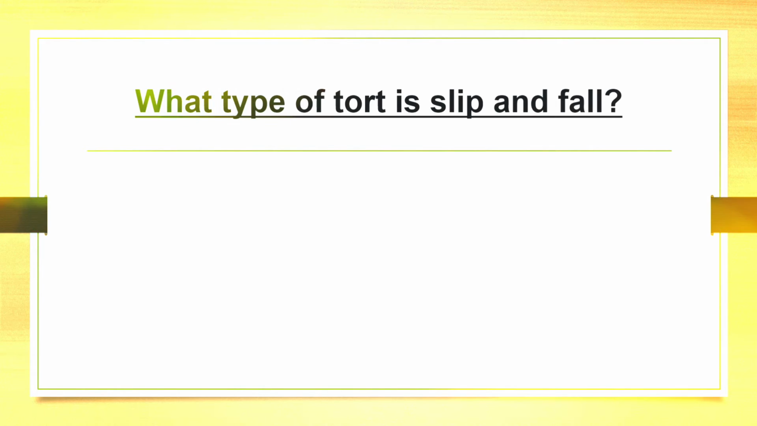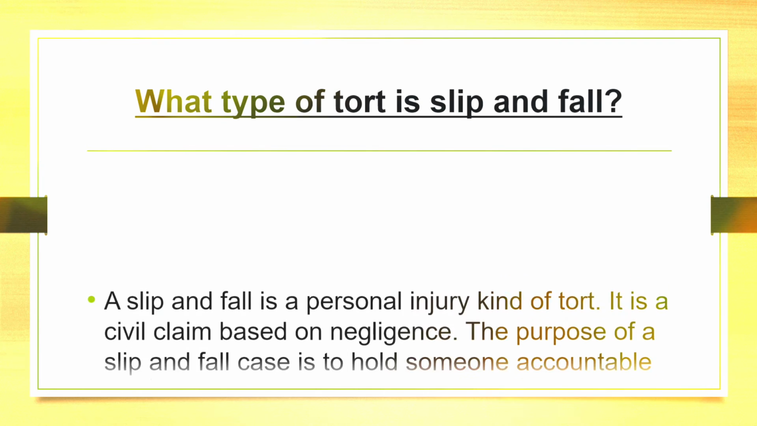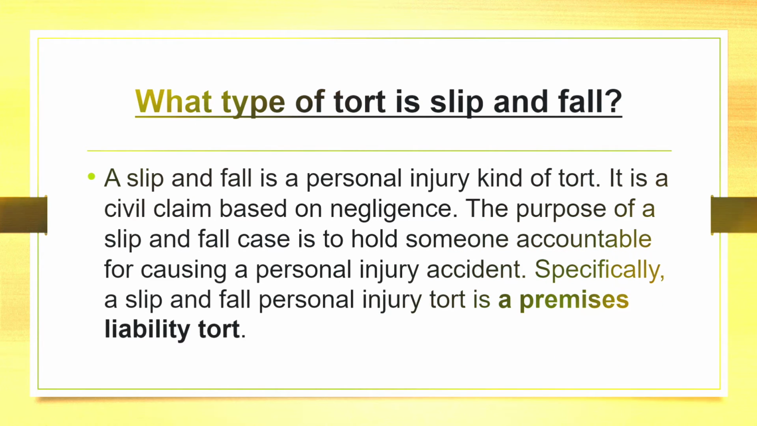What type of tort is slip and fall? A slip and fall is a personal injury kind of tort. It is a civil claim based on negligence. The purpose of a slip and fall case is to hold someone accountable for causing a personal injury accident. Specifically, a slip and fall personal injury tort is a premises liability tort.